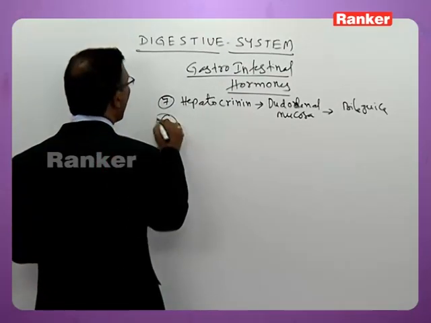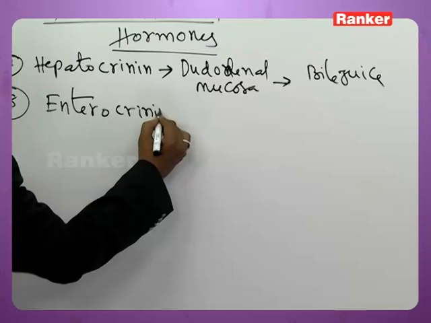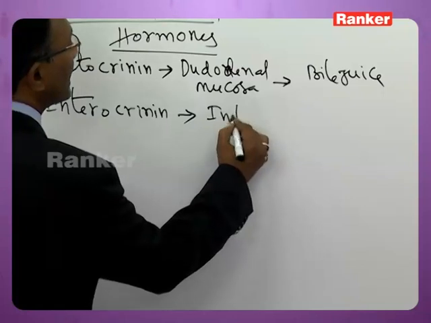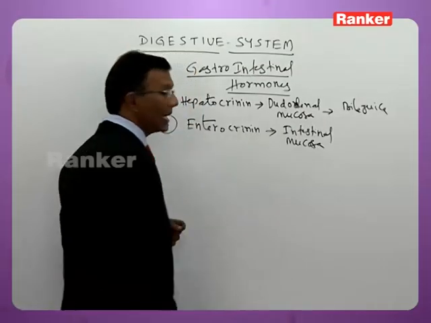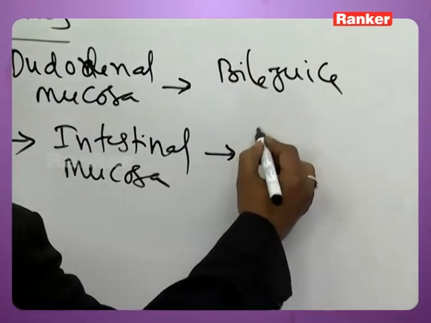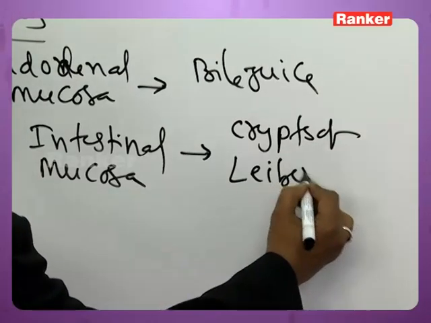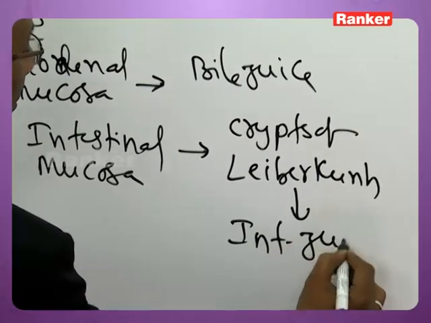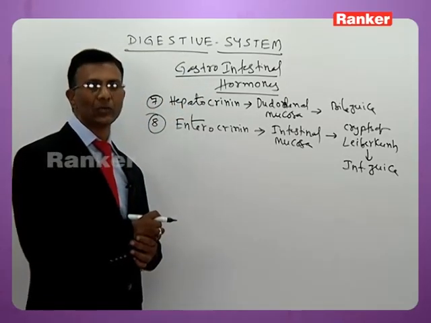The next you have another hormone called enterocrinin. This enterocrinin is secreted by the intestinal mucosa, the mucosa of the ileum, and it stimulates the crypts of Lieberkuhn to secrete intestinal juice.